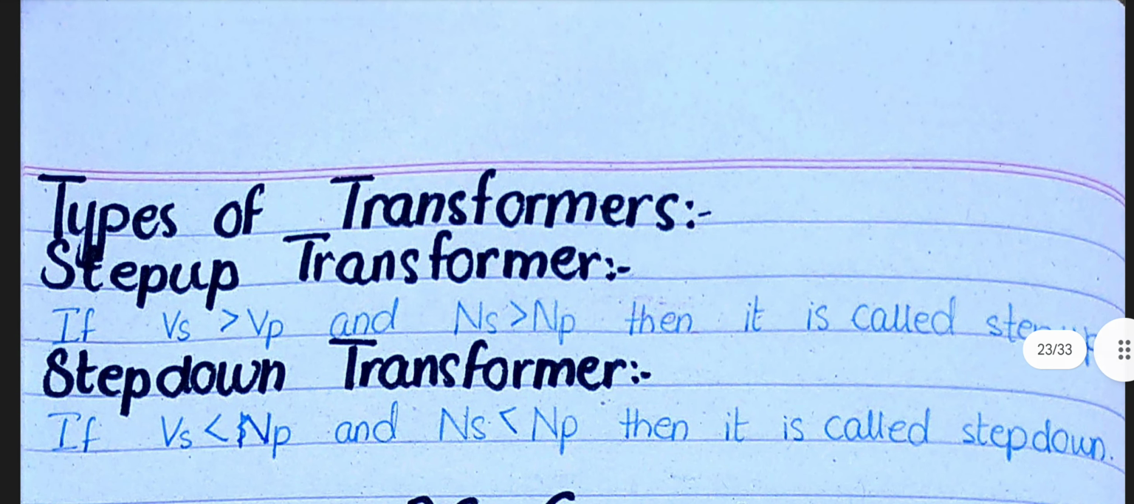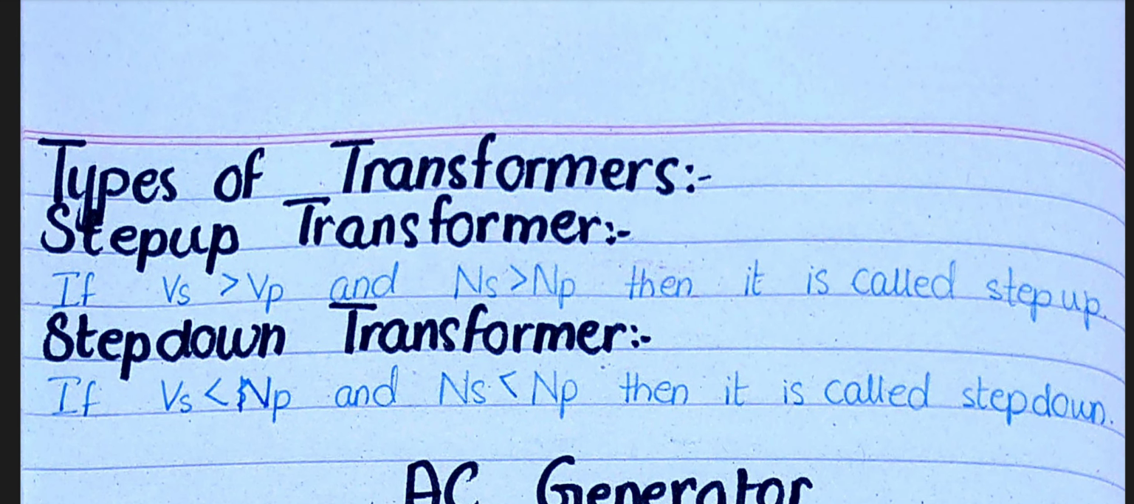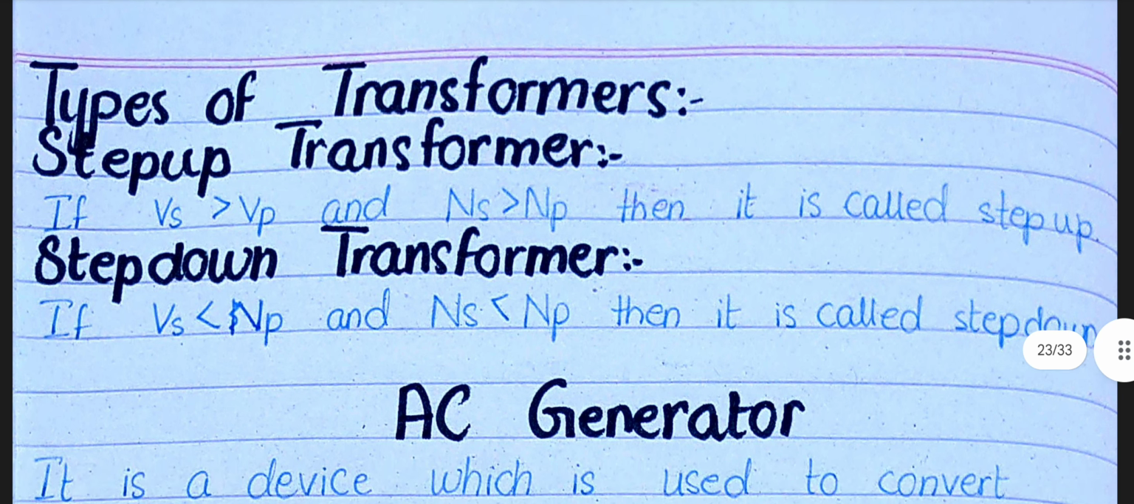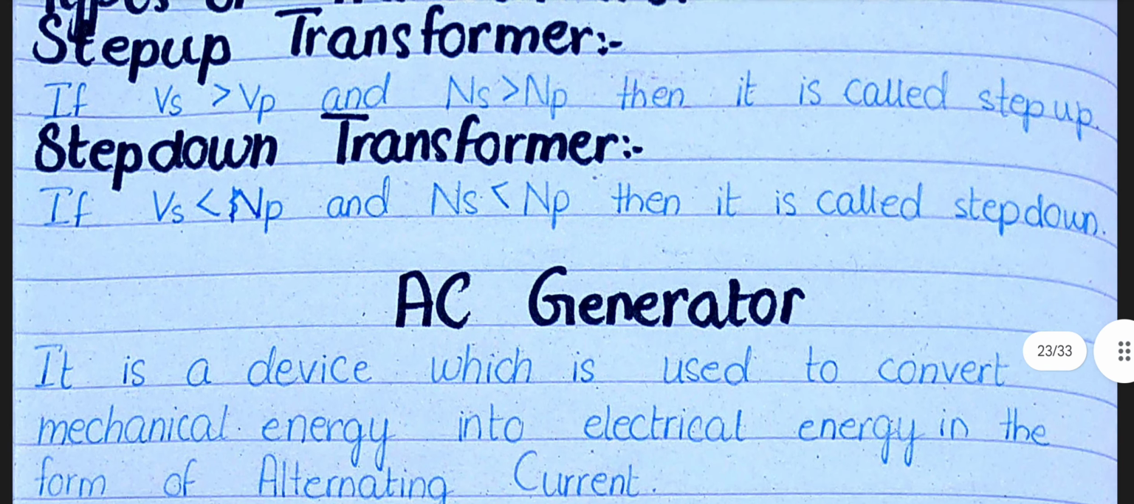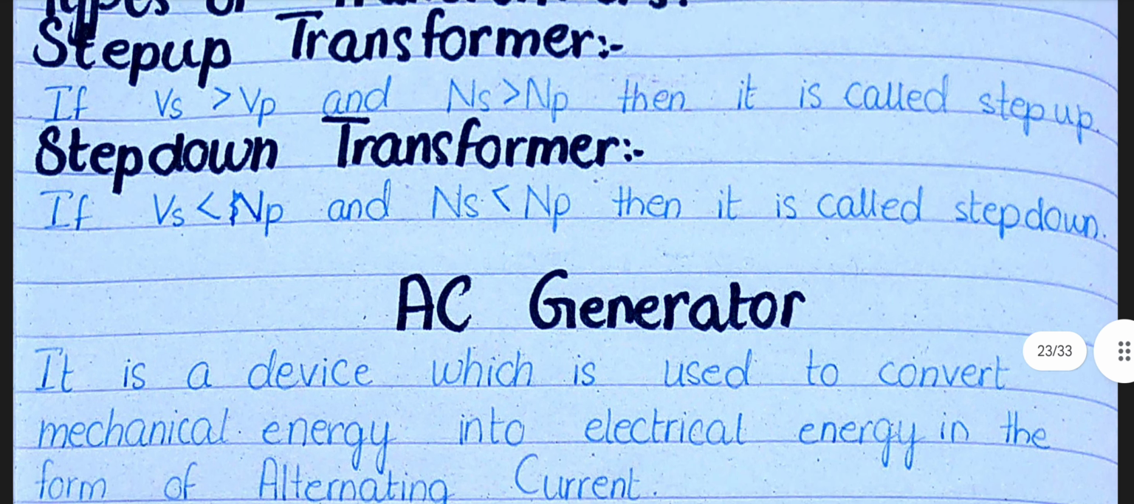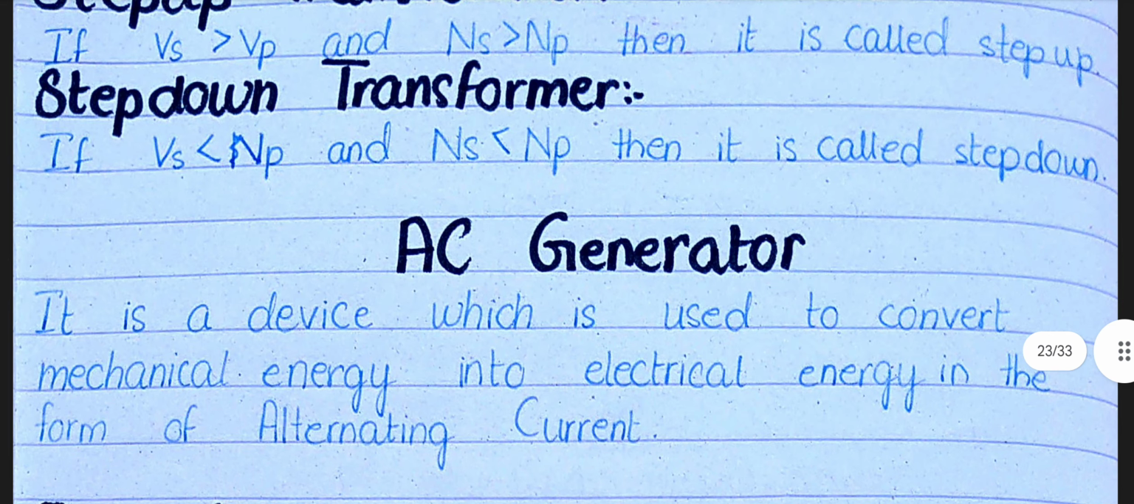Types of transformers. Step up transformer, if Vs is greater than Vp and Ns is greater than Np, then it is called step up transformer. Step down transformer, if Vs is greater than Vp and Ns is greater than Np, then it is called step down transformer.